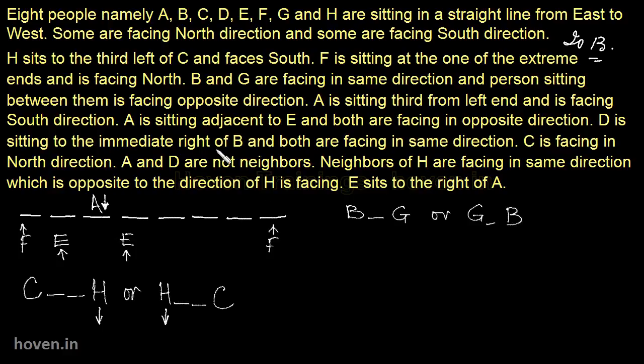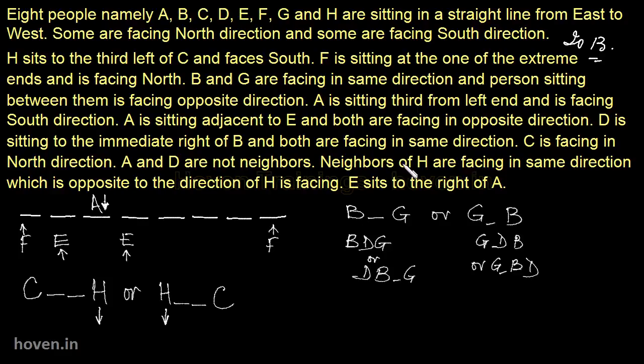D is sitting to the immediate right of B and both are facing in the same direction. Okay, D is sitting to the immediate right of B. Now this means that D is either like this or like this, because right of B could be this also and this also. Similarly, if this is the case, then it is G D B or G underscore B D. So it is one of these four possibilities.